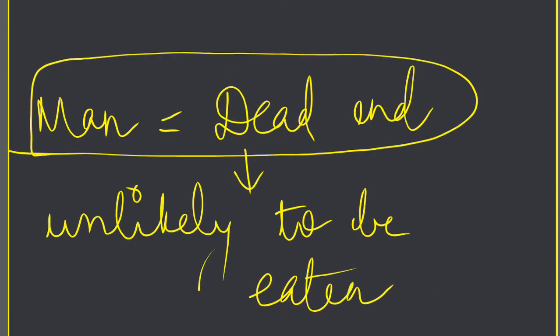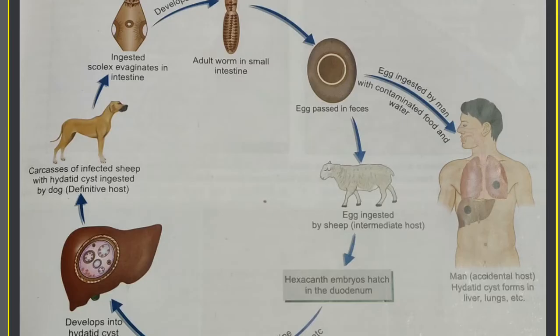If it infects man, it is going to be a dead end, because dogs are unlikely to eat human carcasses. Next we can move into the life cycle diagram.